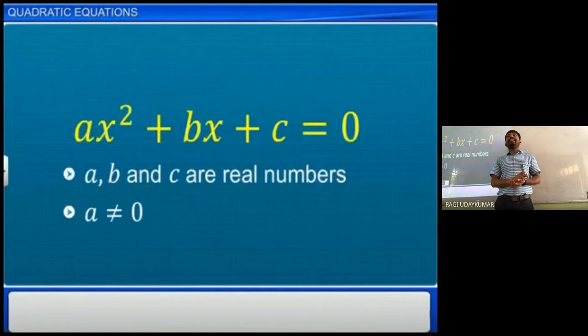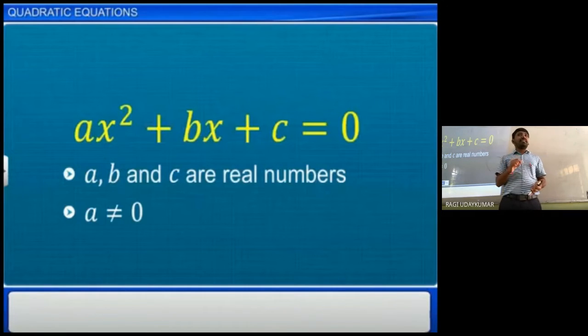Nature of the roots के लिए discriminant use कर लिया. Discriminant is b square minus 4ac. With the help of the discriminant, we find whether the given roots are real roots or equal roots, real unequal roots, or they are not real roots. Not real बोला है उधर. Not real is nothing but complex. That complex roots we are going to find out here in this chapter.